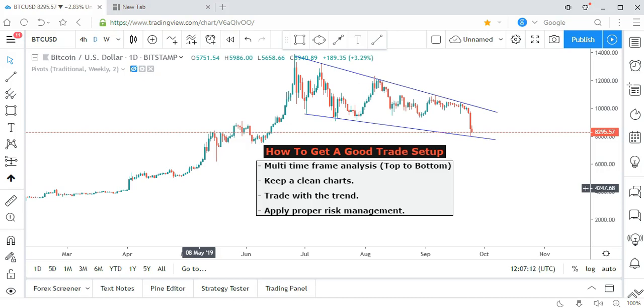Then lastly, and the most important, always apply proper risk management. If you see a trade setup and the risk to reward is very poor, not up to at least 1:3, you forget about the trade and analyze another market, another currency pair or commodity. So make sure you apply proper risk management anytime you are scanning the chart for trade setups.